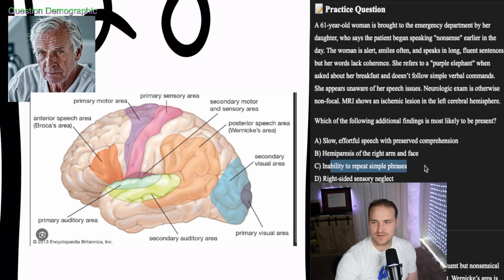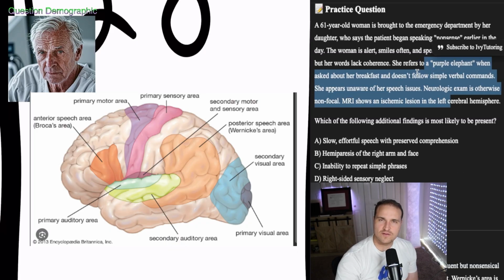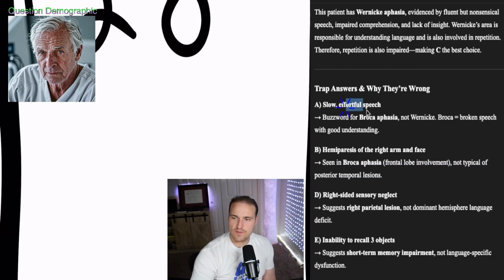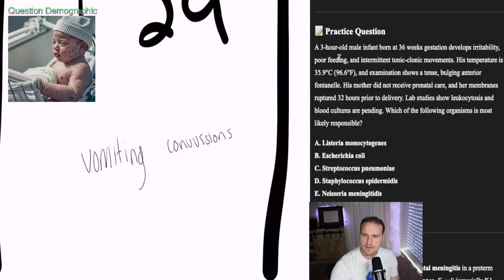So the answer is the inability to repeat simple phrases here. Wernicke's area is also involved in repetition, so repetition would definitely be impaired there. Slow, effortful speech would be Broca's. Hemiparesis of the right arm would be Broca's aphasia with frontal lobe involvement. Right-sided sensory neglect would be a parietal lesion. Inability to recall 3 objects would be short-term memory problems. This is Wernicke's aphasia.